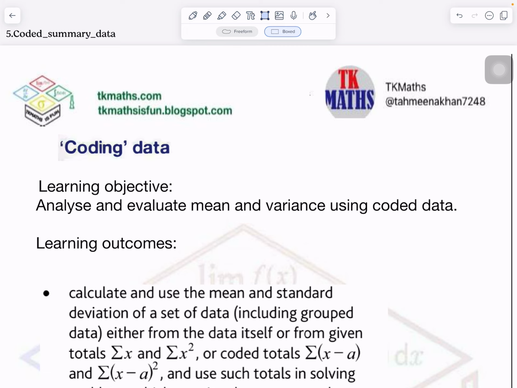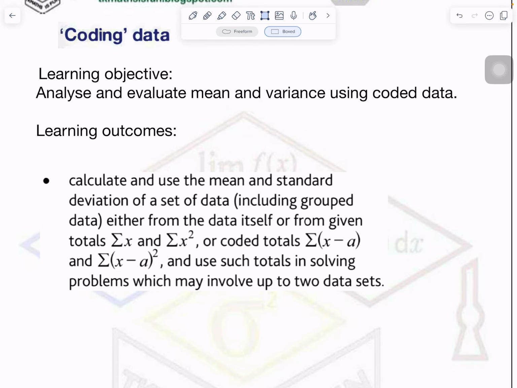In today's video, we will see the A-level S1 concept of coding data. This is the learning objective: how to calculate mean and variance using coded data. I have taken this learning outcome from the syllabus itself, so you can understand what terms and terminologies are used. So let's go to the question straight away so that you can understand.